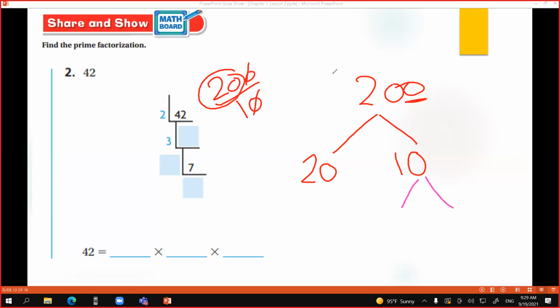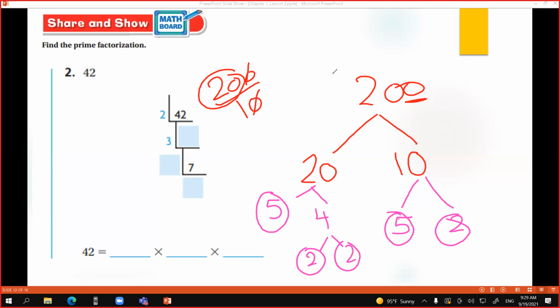Now, two factors of 20: 5 and 4. For 5, I have to stop. For 2, I have to stop. But what about 4? 4 we will complete: 2 and 2. So what is the prime factorization of 200? It is 2 times 2 times 2 times 5 times 5.